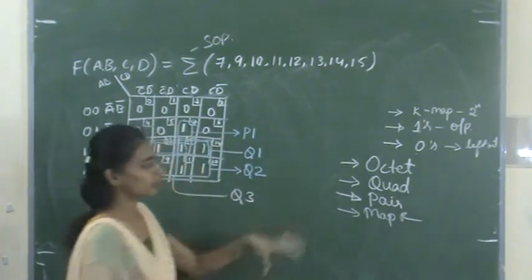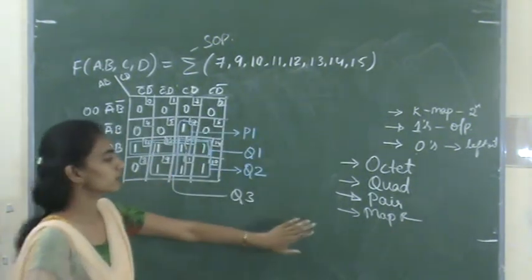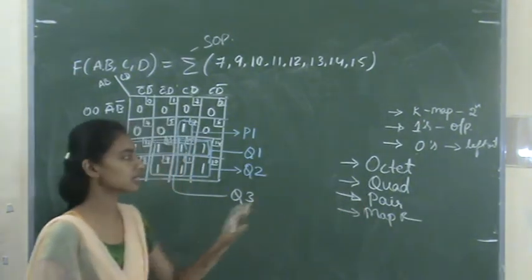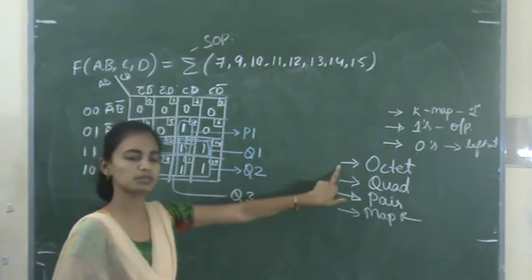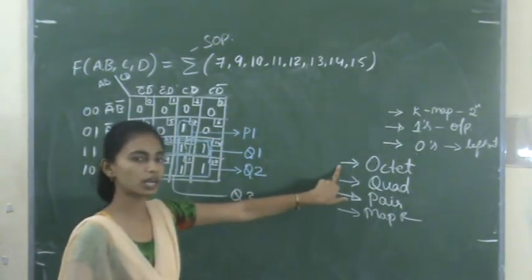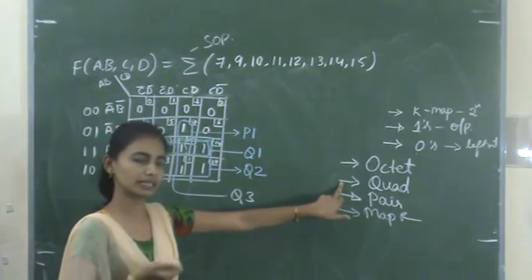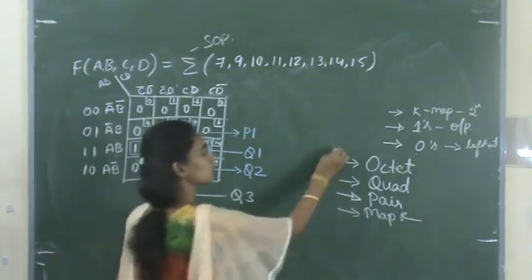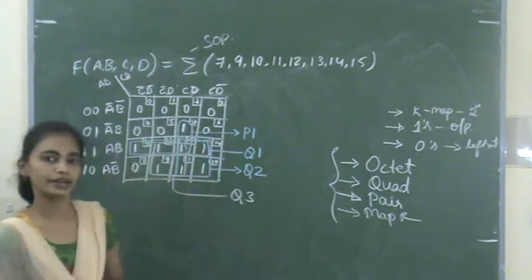Okay. So like that we have to see. First, don't go for pair. First we have to check for the octet. Is there any possible octet ones? If not, then go for quad. If quad is also not there, then go for pair. Okay. We have to follow this order.